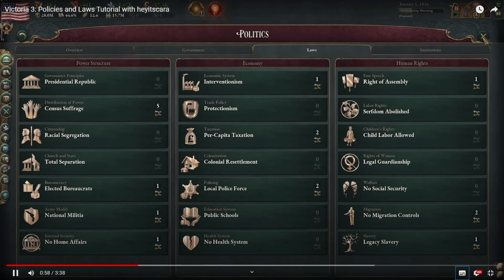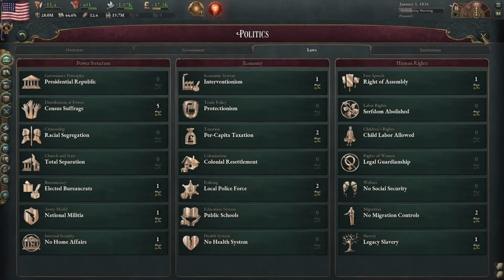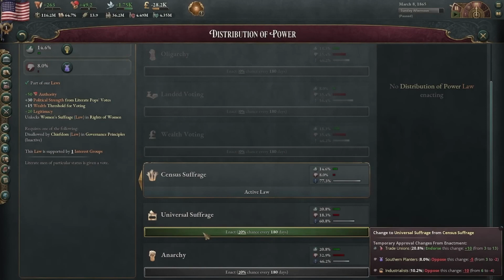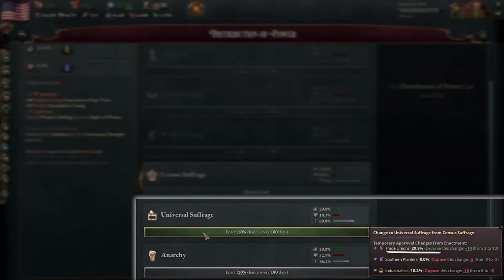Policies are vitally important to the lives of your pops, and define the character of your country as the game progresses. To pass a law in Victoria 3, at least one interest group in your government must endorse the law for it to be an option to be passed.